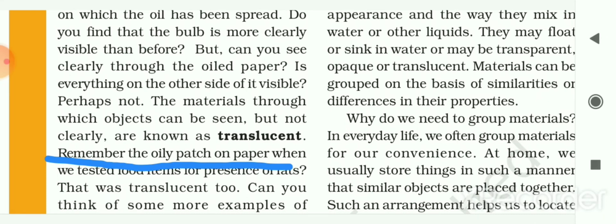And when the glass piece was covered with a paper sheet, nothing was visible through this paper sheet. And when seen through the oily paper, the bulb behind it was visible but not clearly. So we can say that the piece of glass is transparent, the paper sheet is opaque and the oily paper is a translucent object.